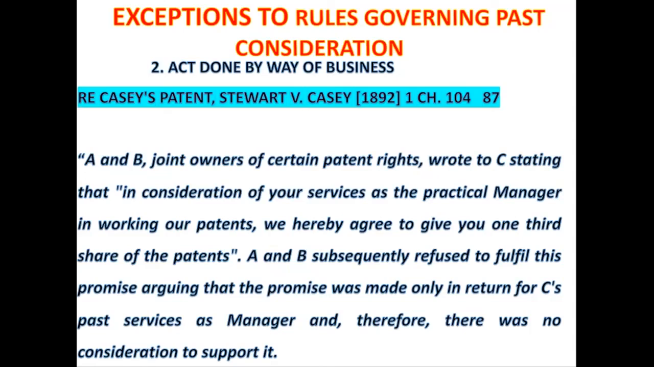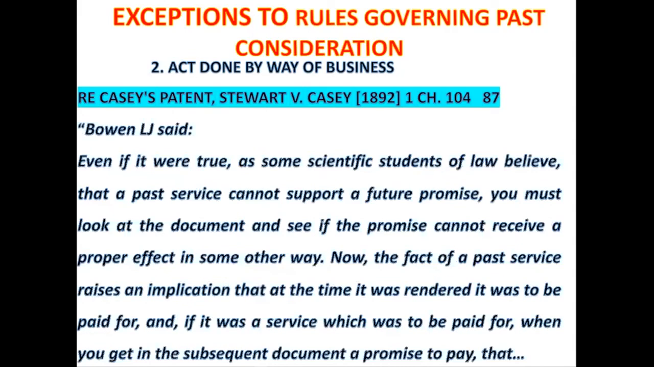A and B, joint owners of certain patent rights, wrote to C stating that in consideration of your services as the practical manager in working our patents, we hereby agree to give you one third share of the patents. A and B subsequently refused to fulfill this promise, arguing that the promise was made only in return for C's past services as manager, and therefore there was no consideration to support it. It was held by Bowen LJ as follows. Even if it were true, as some specific students of law believe, that a past service cannot support a future promise, you must look at the document to see if the promise cannot receive a proper effect in some other way.